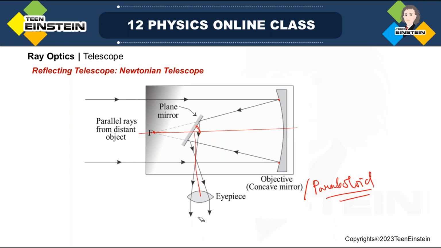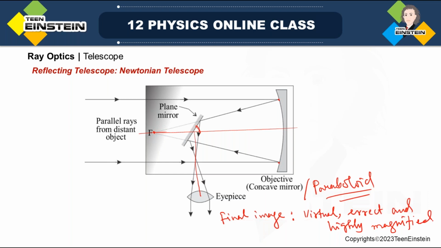So how will the final image be in this case? The final image will be virtual, erect, and highly magnified. Highly magnified image. Okay, this is about the Newtonian telescope.